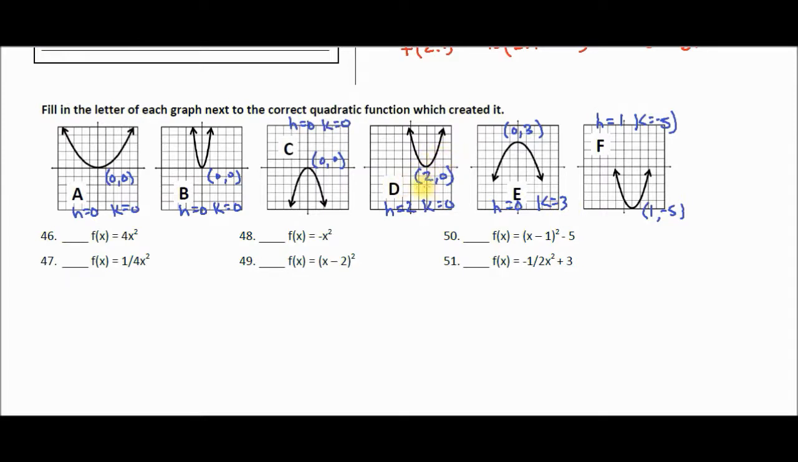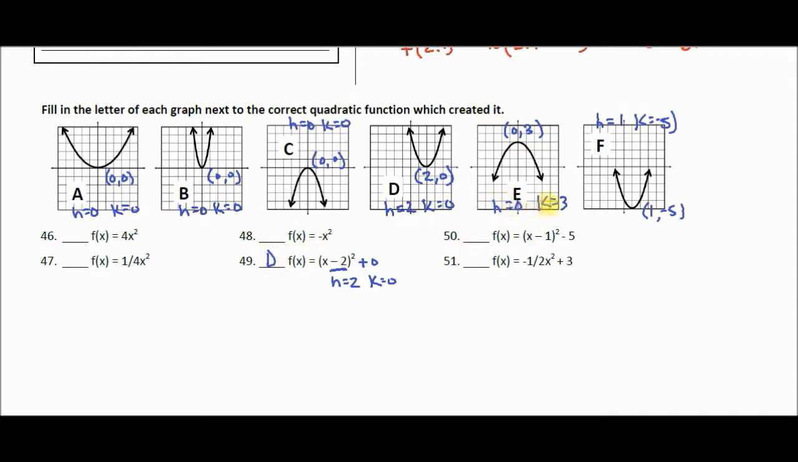Okay, let's start off with the ones where the vertex is not at 0. So letter D, H is 2, K is 0. Let's look for an equation where H is showing up in the equation as 2. Here's the only one. Right here, H is 2. Oops, H is not 0. H is 2, and notice there's no 0 here. It'd be plus 0. That means K is equal to 0. That means this one must be D. 49 must be D.